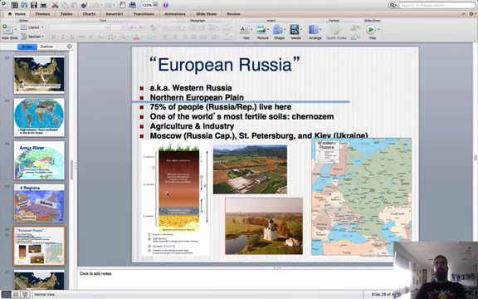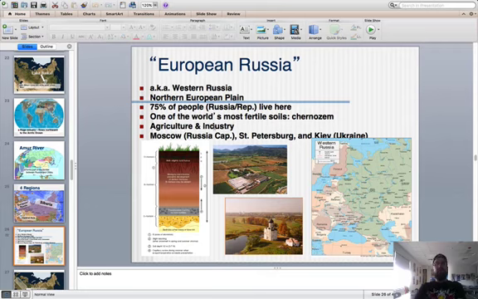Okay, so real quick, European Russia. This is known as Western Russia, so anything west of the Ural Mountains. Like I said, 75% of the population lives here. This is where the Northern European plain comes in, so they get Chernozem. This is where most of the farming is going to occur, which is one of the main reasons why so many people live in this area. So it's mainly agricultural, especially the southern, western part of Russia.